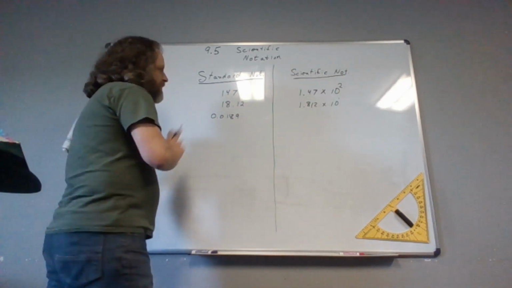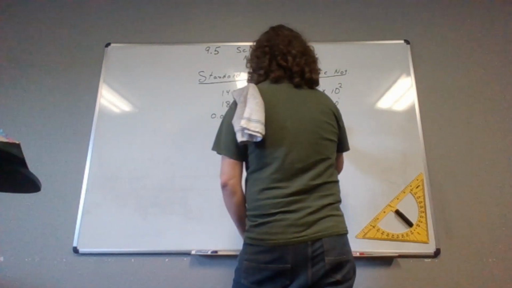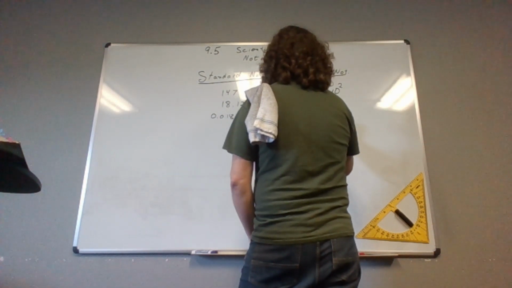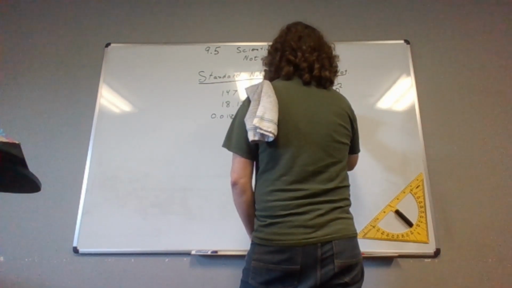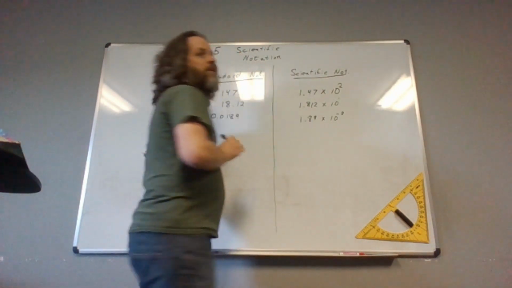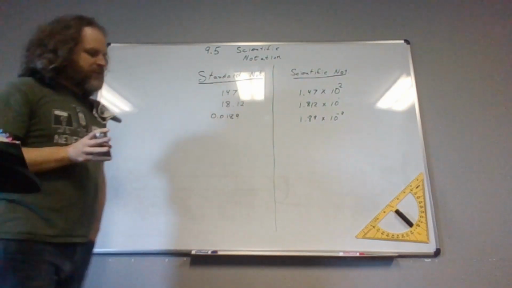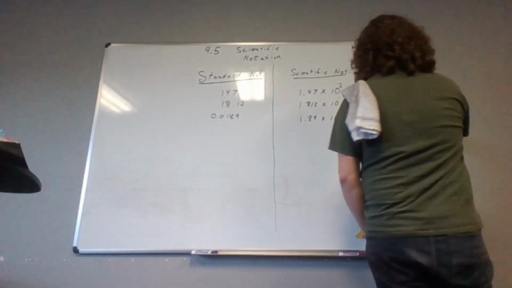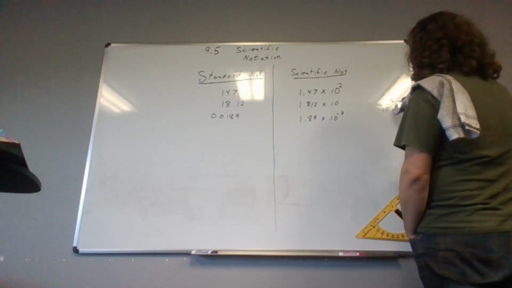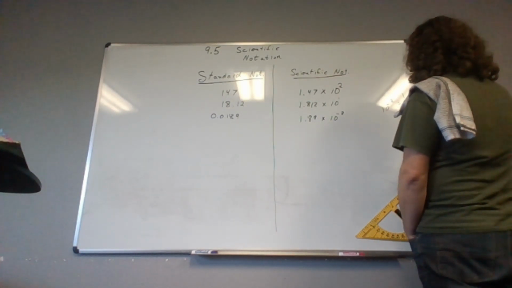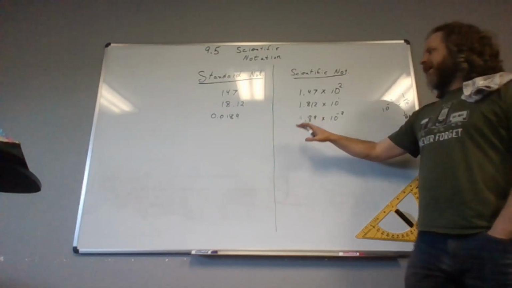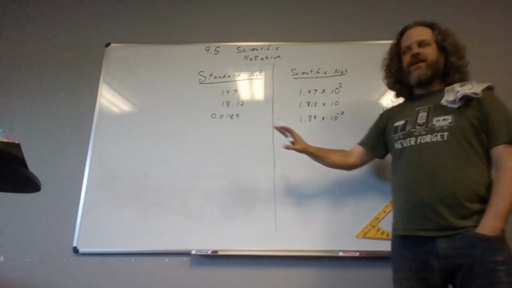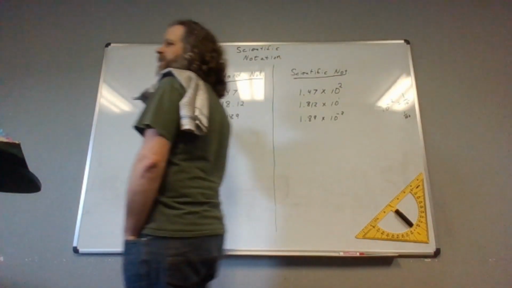Or you might have something like 0.0189, which in scientific notation would be 1.89 times 10 to the negative 2. We just learned what that means, right? Because 10 to the negative 2 is the same as 1 over 10 squared, or 1 over 100. So you're multiplying times a fraction, which is why this number gets little when we do that.